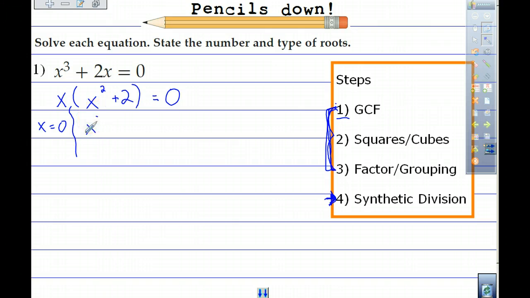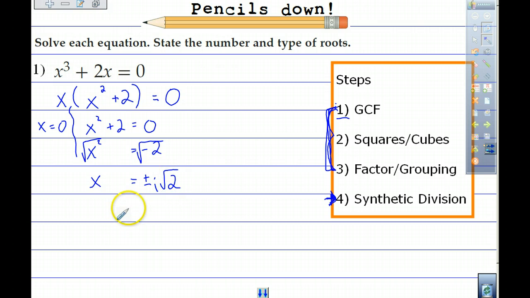And this one is pretty straightforward to solve. We subtract 2 on both sides, and then take the square root. And what do you get? X equals what? Plus or minus i root 2. Okay.